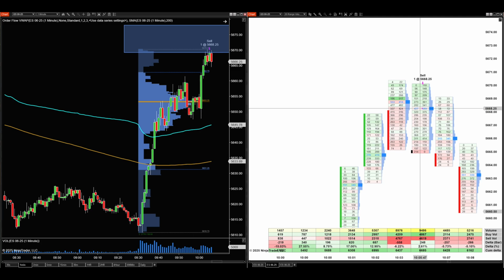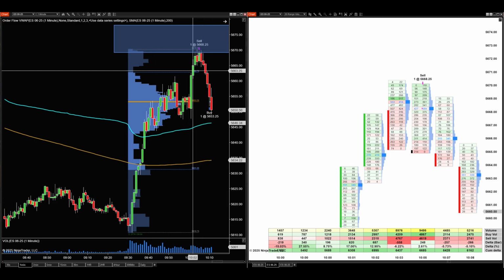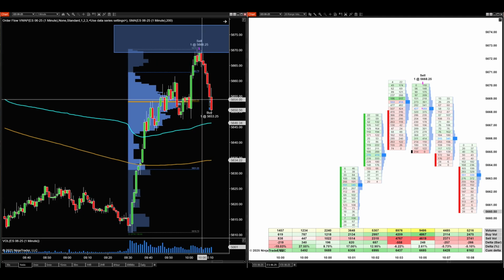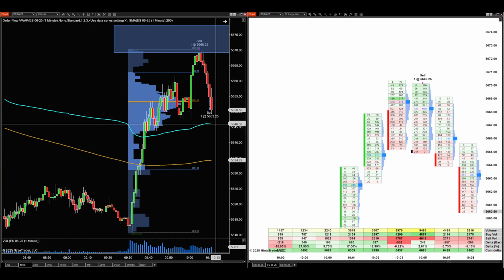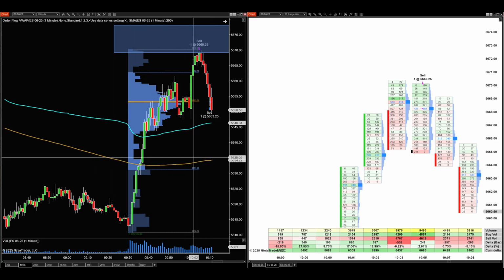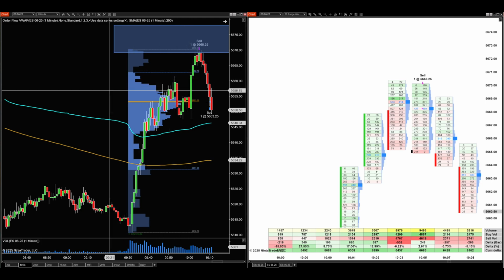Anyway, I'm rambling. Up here, I got short, betting on price to come back down into the VPOC, which it did. I got out at the VPOC, 56, 53.25. I have VWAP mean reversion confluence. I have EMA mean reversion confluence. I have overextension price action confluence.